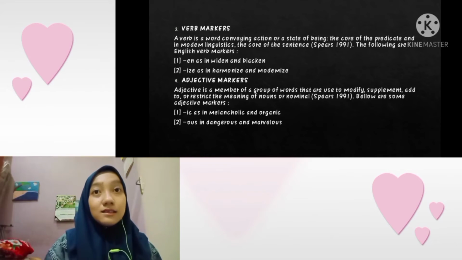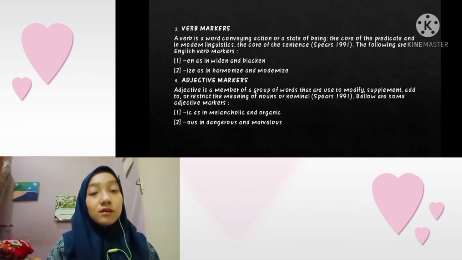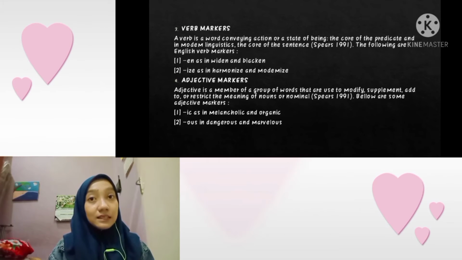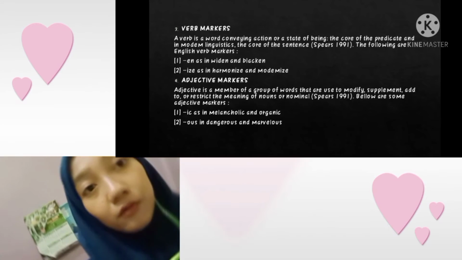4. Adjective markers. An adjective is a member of a group of words that are used to modify, supplement, add to, or restrict the meaning of nouns or nominals. Below are some adjective markers. 1. -ic, as in melancholic and organic. 2. -ous, as in dangerous and marvelous.